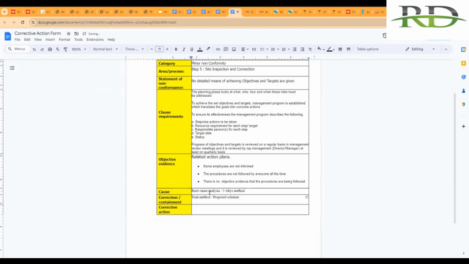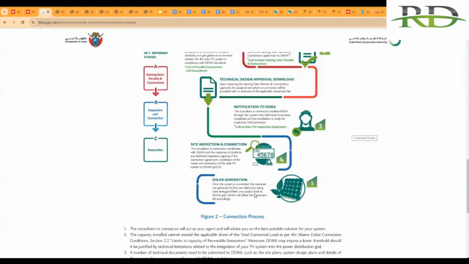It means that, after they do the root cause analysis, they're going to say, okay, why is it that in step number 5, we don't have a detailed means to achieve objectives? Let's say they can say, lack of awareness, the supervisor did not know that we need an objectives program. And then what are they going to do? They're going to say, okay, let us develop an objectives program, all right?